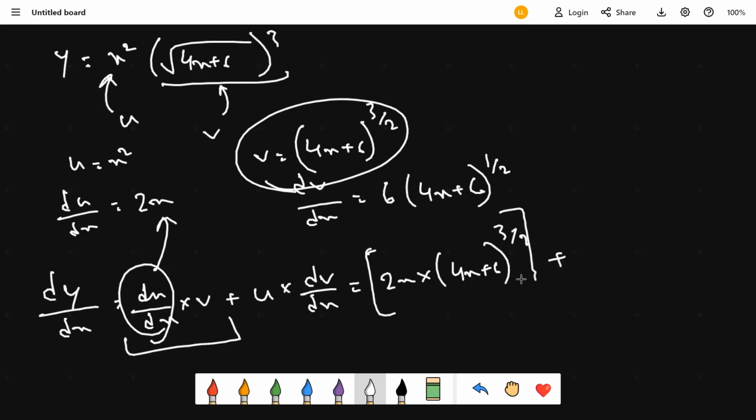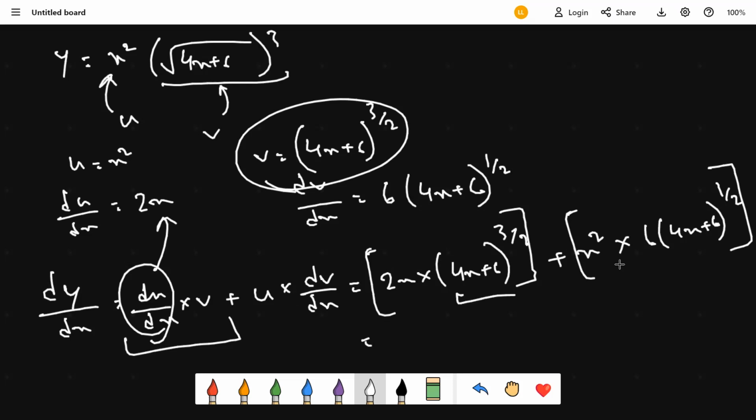So this was one of the expressions, and the next expression is u, which is x squared, multiplied with dv by dx, which is 6 times (4x + 6) to the power 1/2. So this is our other expression. Simply breaking the bracket, we can also simplify them. We can take whichever is common from over here. So we have x common. Let's simplify this to x.